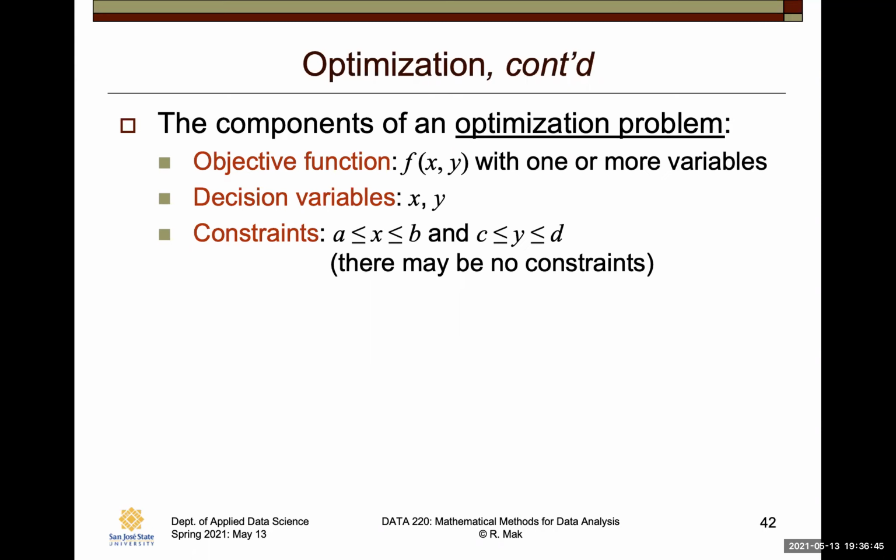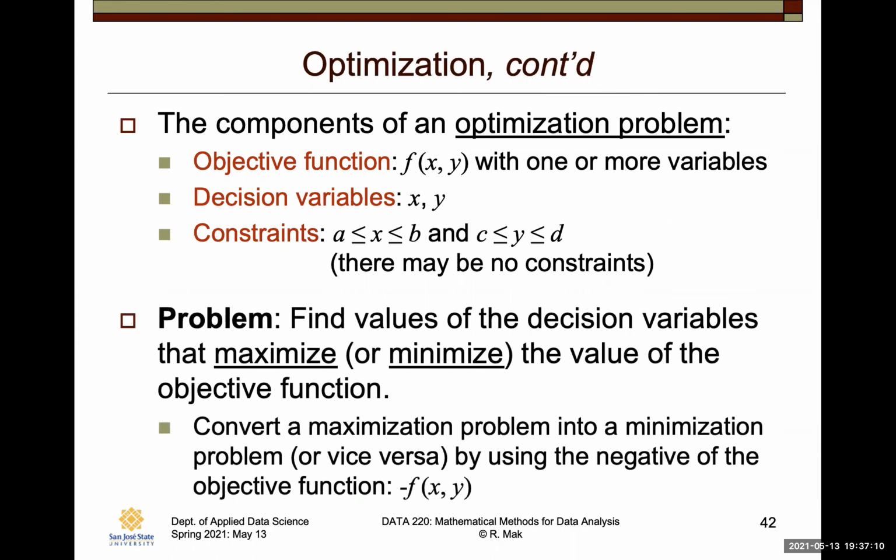And the decision variables may have constraints. So you're saying, well, I'm going to limit the x values to this range and limit the y values to that range and so forth. And there may not actually be any constraints, which means that x and y and z can have any value, okay? So the optimization problem has those three components, and the problem is you want to find values of the decision variables that maximize or minimize the value of the objective function. Okay, so that's the optimization, finding the maximum or finding the minimum.